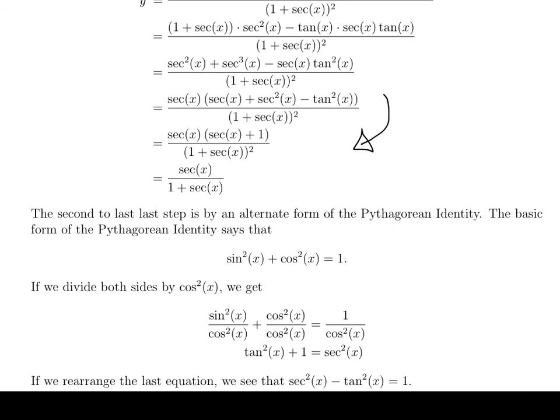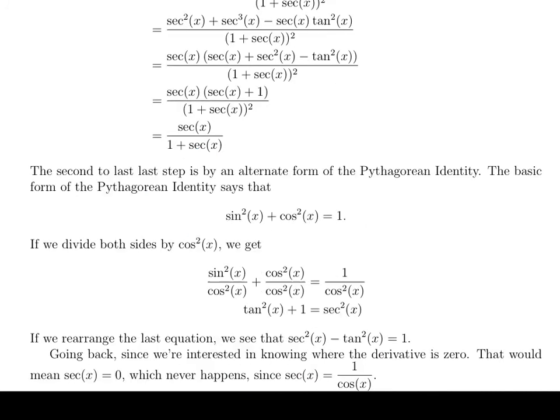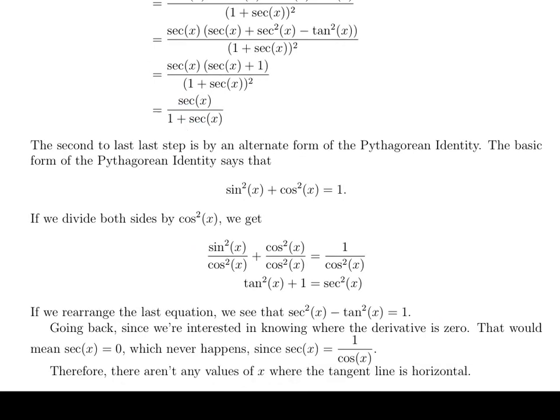Now let's go back and think about the original problem, which was to figure out where the tangent line was horizontal. Essentially, we take this expression, which was our derivative, and set it equal to 0. So where's the derivative 0? That means we have to set the numerator equal to 0, but secant x is never equal to 0 because secant x is equal to 1 over cosine x. There's nothing you could plug in for cosine x that would make that equal to 0. So what does that mean? It means there aren't any values of x where the tangent line is horizontal.